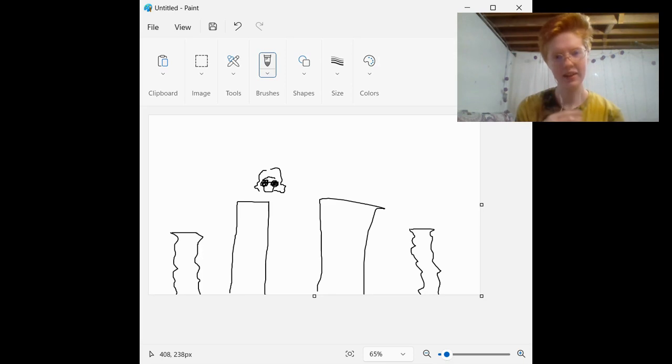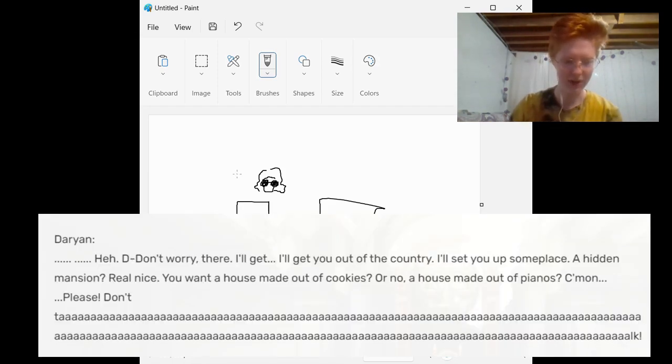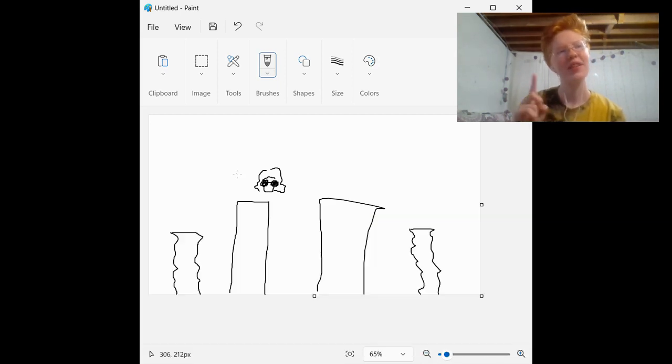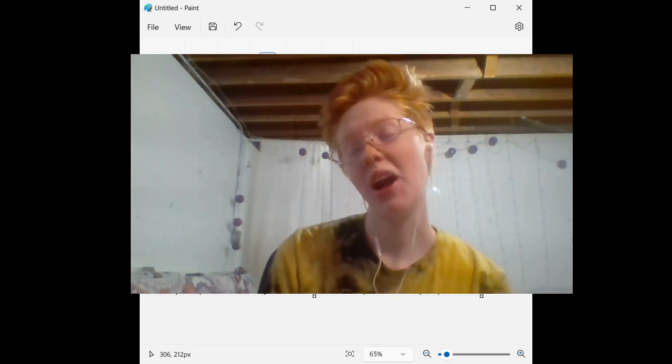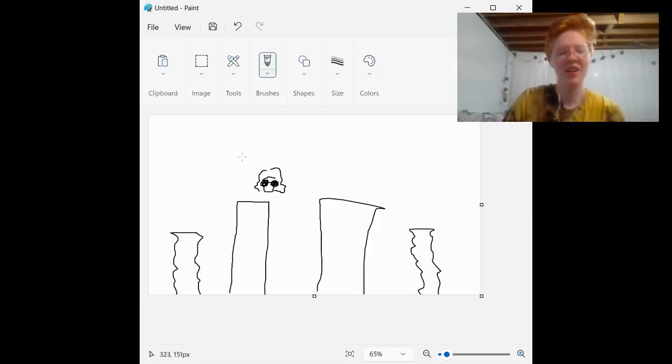But okay, so what happens in the Machiverse is at the end of Turnabout Serenade, when Darien is getting indicted, and he says to Machi, "I'll give you anything, I'll give you a house made out of pianos." If Machi there had been like, "Sure, that sounds like a good deal," then that's how this goes. So they run away together.